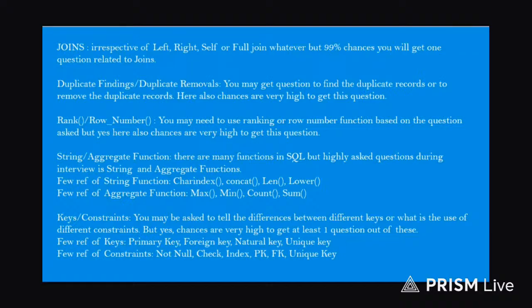Now the fifth one is keys or constraints. You may be asked to tell the differences between different keys or what is the use of different constraints. But yes, chances are very high to get at least one question out of this. So a few references of keys are primary key, foreign key, natural key, unique key. A few references of constraints are not null, check, index, PK, FK and unique key.